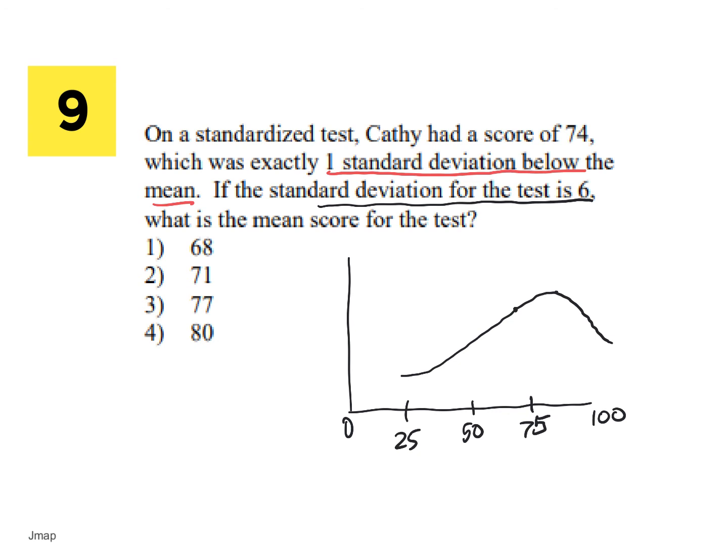So she was 74, the standard deviation is 6, she's one standard deviation below the mean, so the mean would have been 80. She's 6 points below. So we will do a little more reviewing in detail with standard deviation, but for this question you just need to take that data. The standard deviation is 6, she's below it, and you add up.